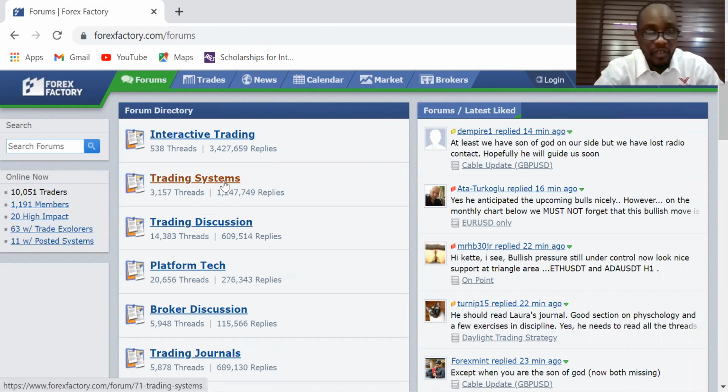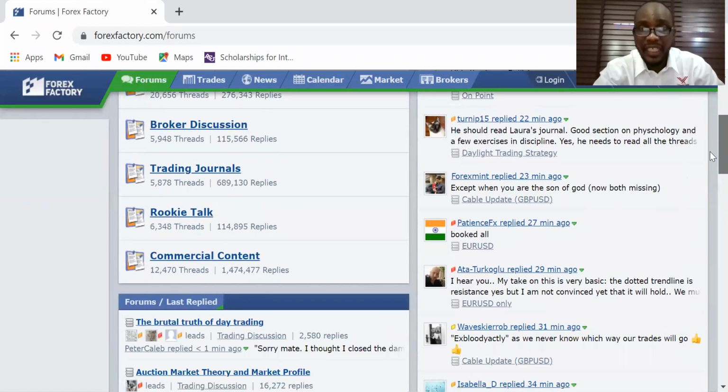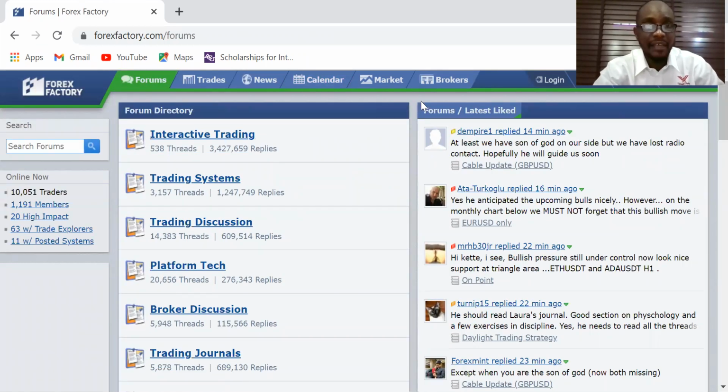different trading systems you can use to trade. You have a lot of people there. Your trading discussions, technical platform, broker discussions. You see different kinds of forums that you can go to and have a chat or interaction.